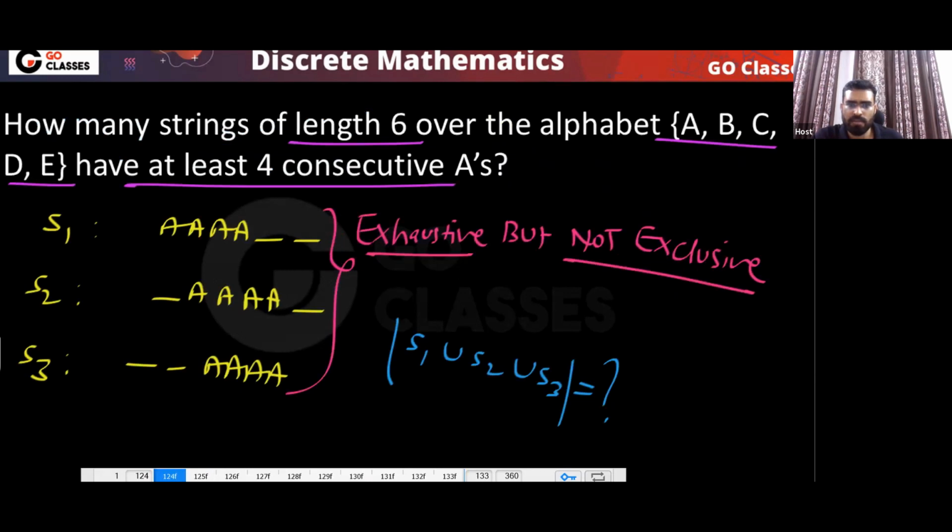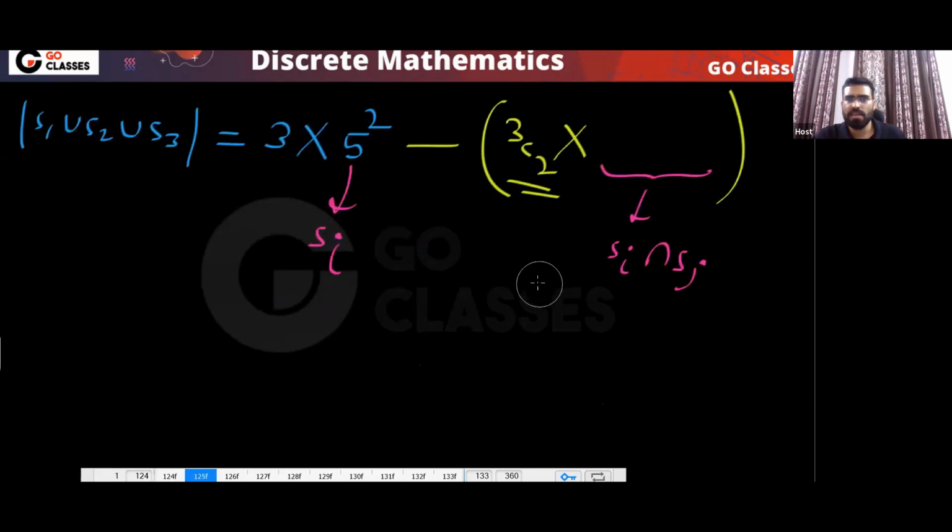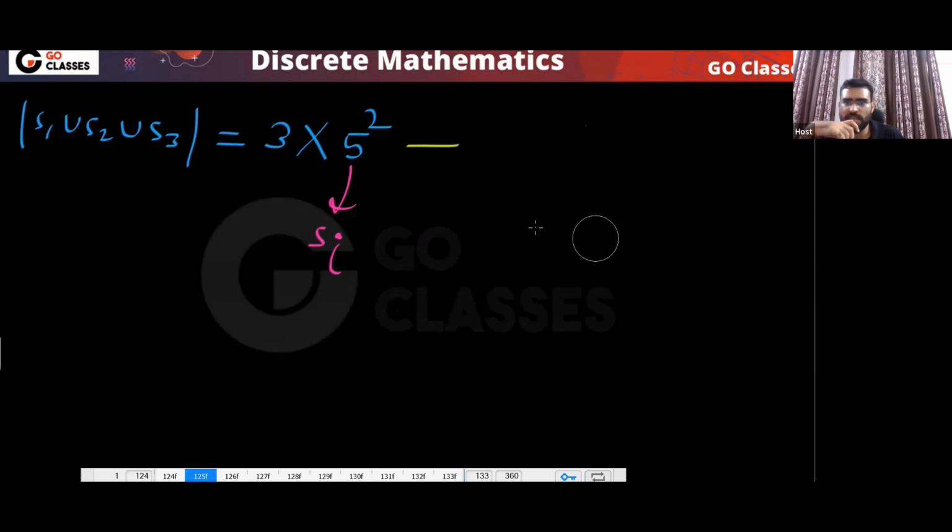But there is a problem here. No, this is not okay. Is this correct? Can I say they will be same? See, all the SI will be same, but can I say SI intersection SJ will be same? No, those will not be same. Because remember, what is S1 intersection S2?